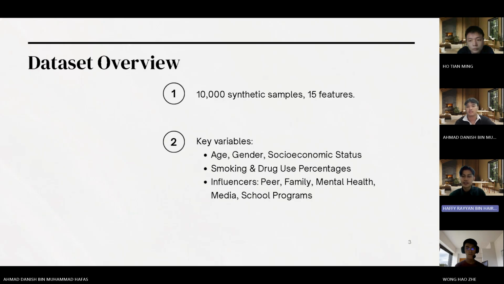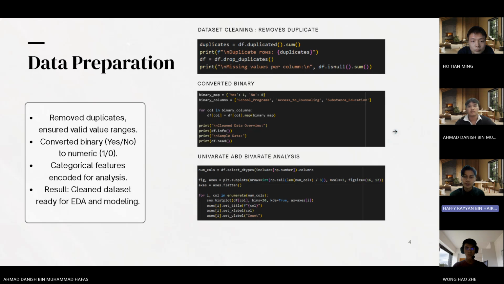We use a dataset from Kaggle containing 10,000 synthetic samples and 15 features. Key attributes include age group, gender, socioeconomic status, smoking prevalence, and drug experimentation percentage. Other columns highlight influencing factors like peer influence, family background, mental health, media exposure, and access to school programs or counseling.